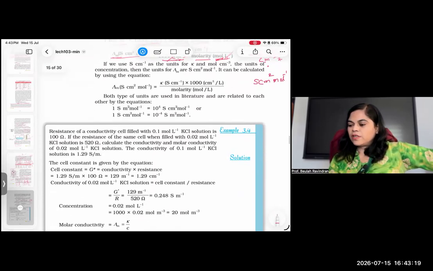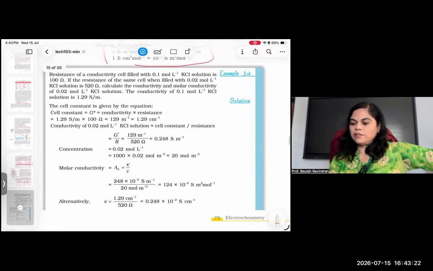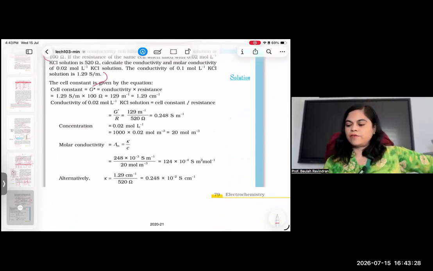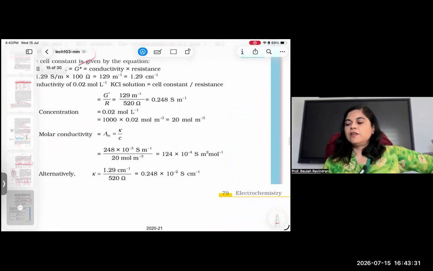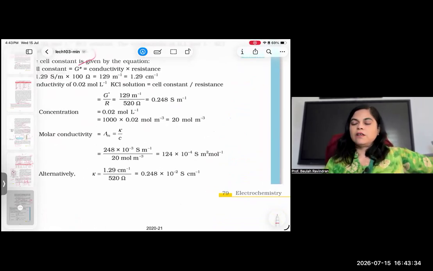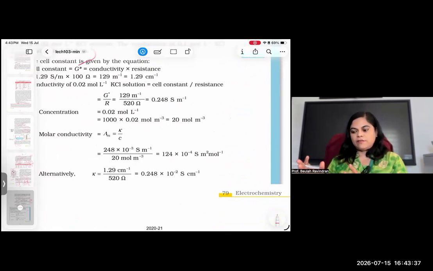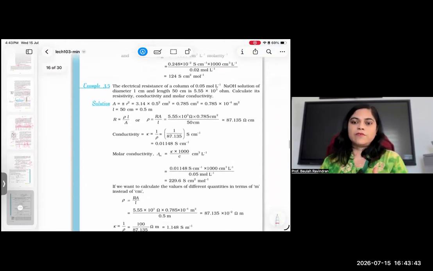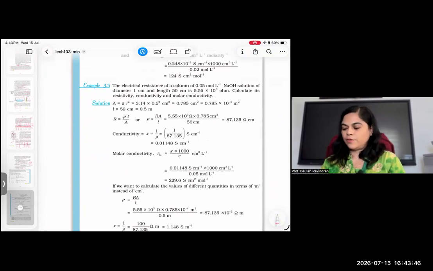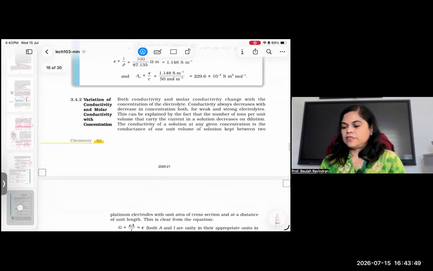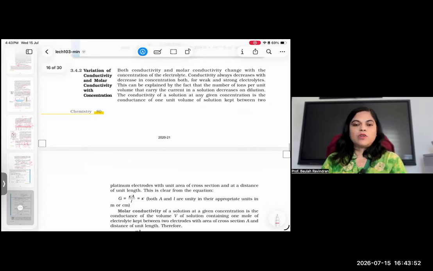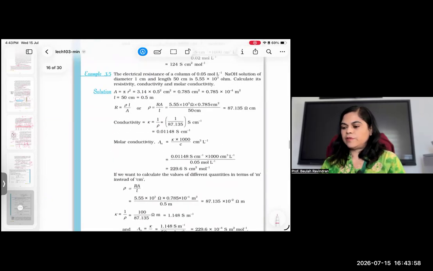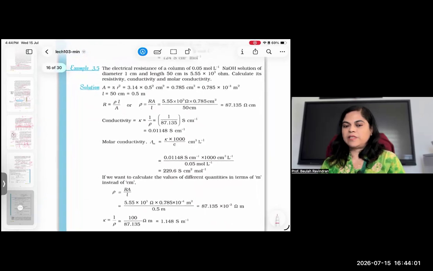Some values are given. See this formula, this example. Students, you must understand how to do the numericals very carefully. Here exponentials and numbers are given. Make sure you do not commit any mistakes. The digits are very important here. So calculate and find out. If you struggle with these numerical calculations, let me know and I'll give you the tips. Then we'll see the topic variation of conductivity and molar conductivity with concentration. These are all direct formulas. If you want me to teach this, I'll teach you this example, then we'll move on.